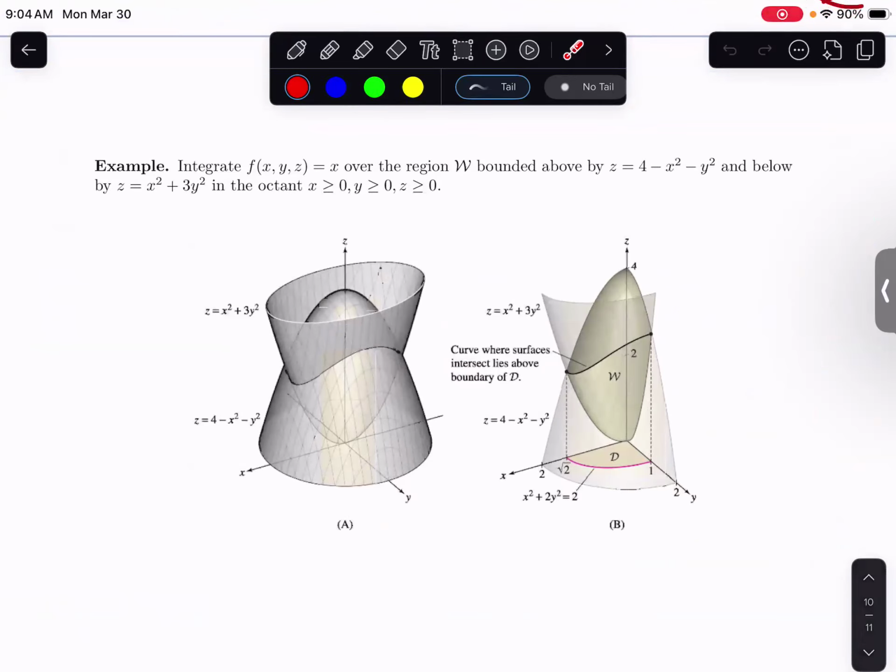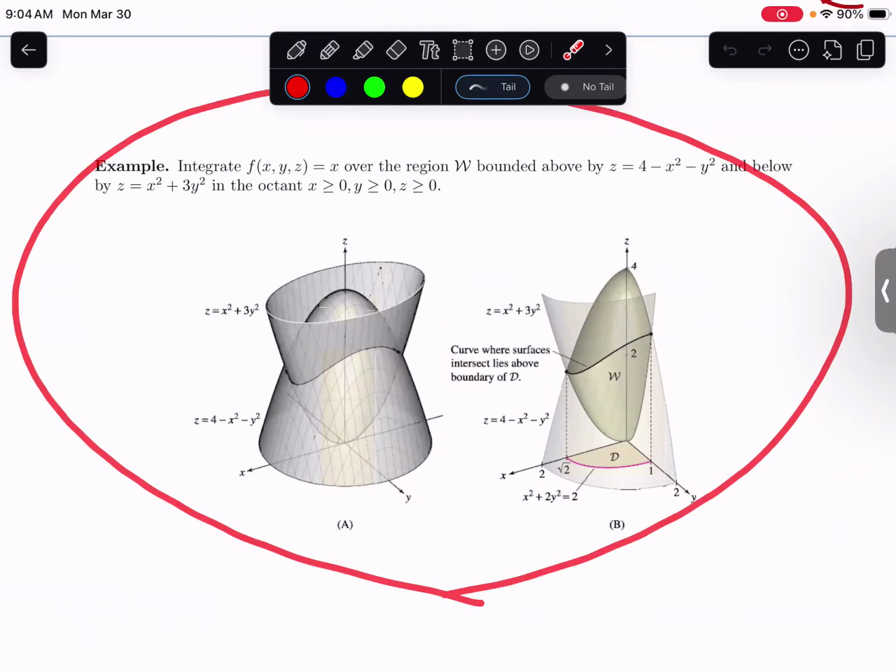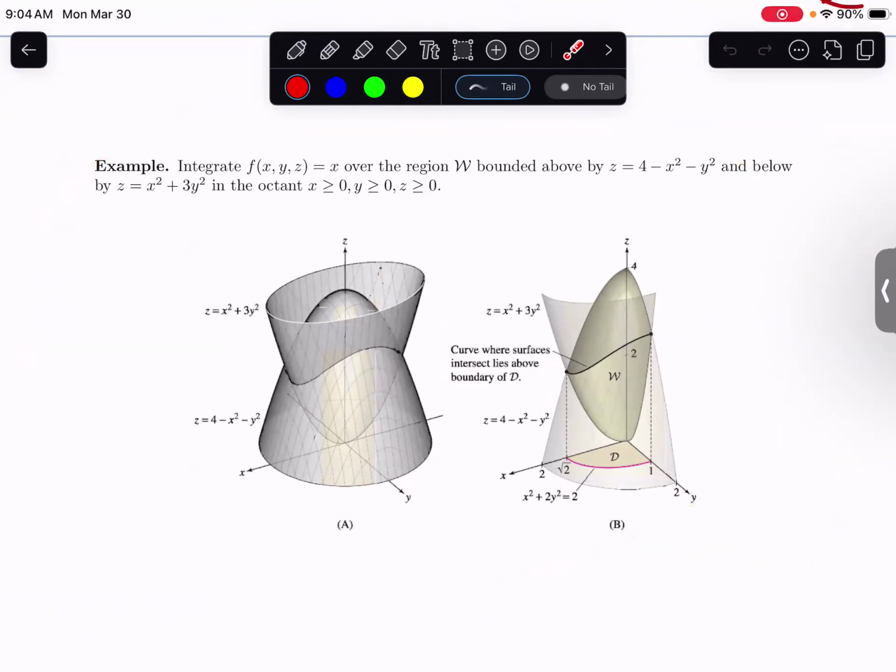Okay, so we're gonna go through this example. This one's a little bit more interesting, as you can probably see. We're not bounded between two planes. We're bounded between two parabolas. Or I guess you should call them paraboloids because they're surfaces that are akin to parabolas.